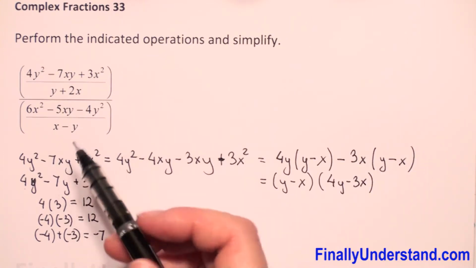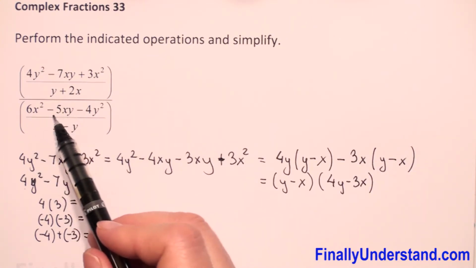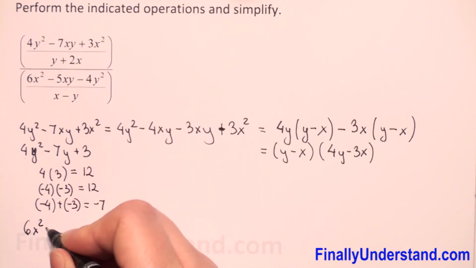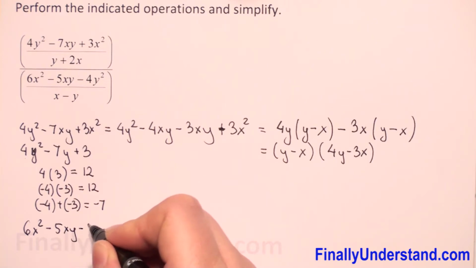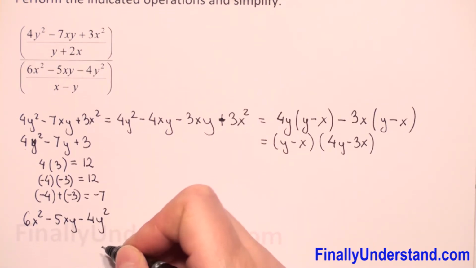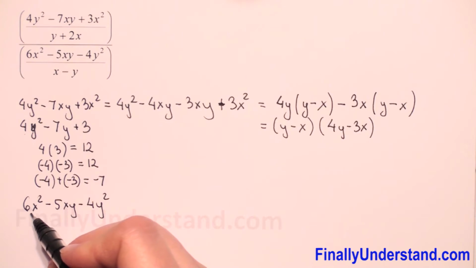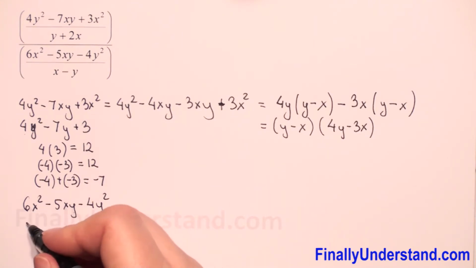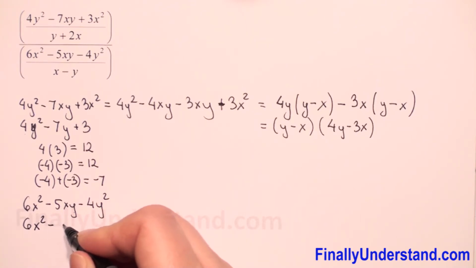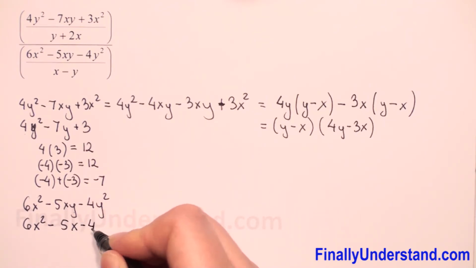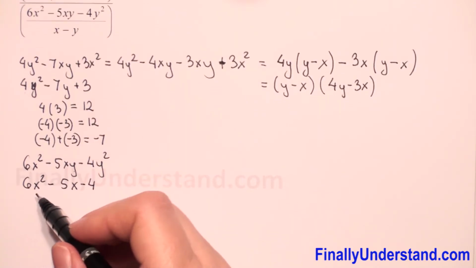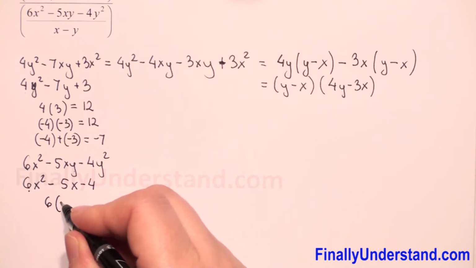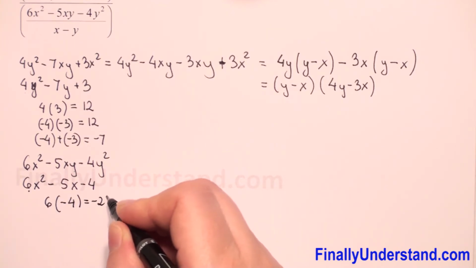So now I will try to do the same with the expression in the denominator. We have 6x squared minus 5xy minus 4y squared. Now, because I have 6x squared at the beginning, I will forget for a second about y's. So it will be 6x squared minus 5x minus 4. So now I have to multiply the coefficient before x squared times the constant. So 6 times negative 4 is equal to negative 24.